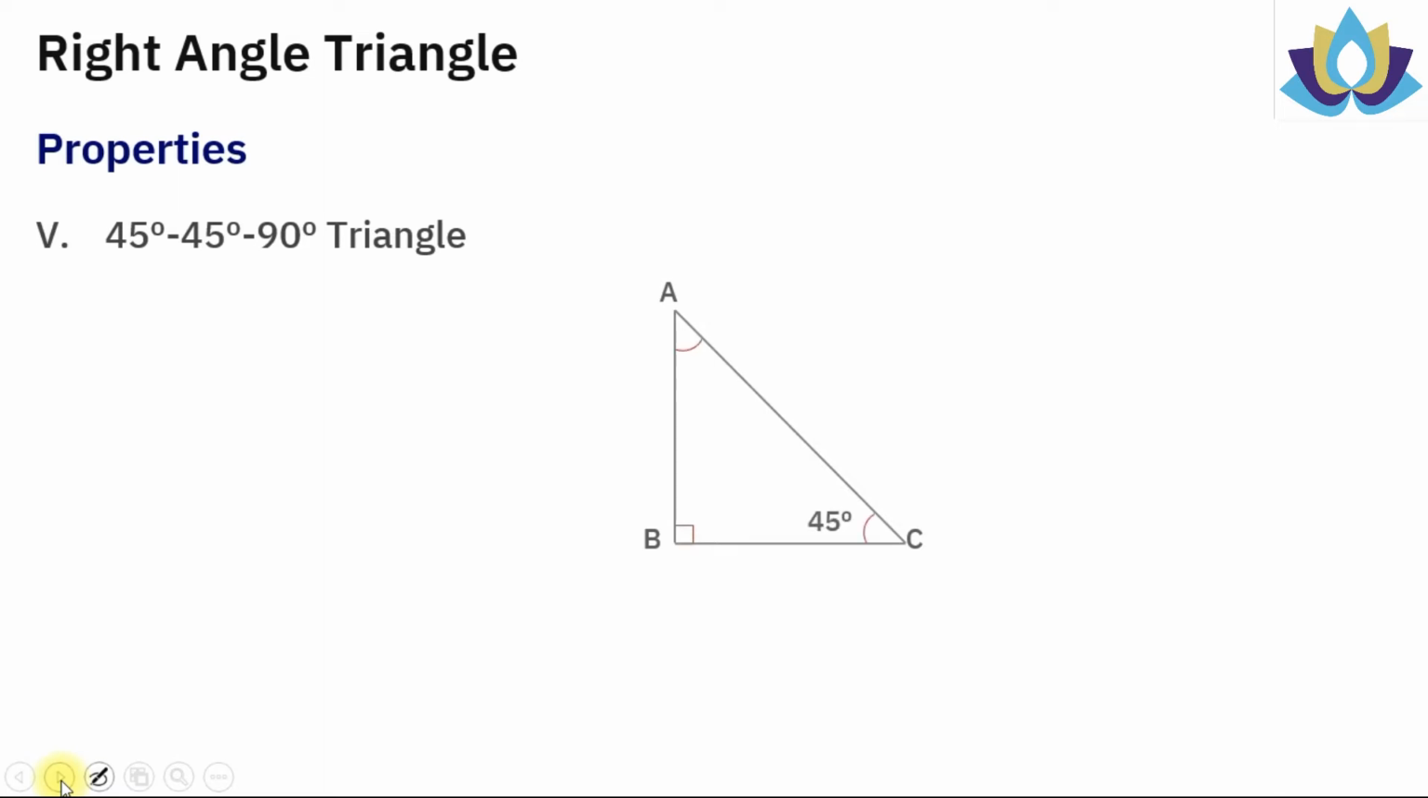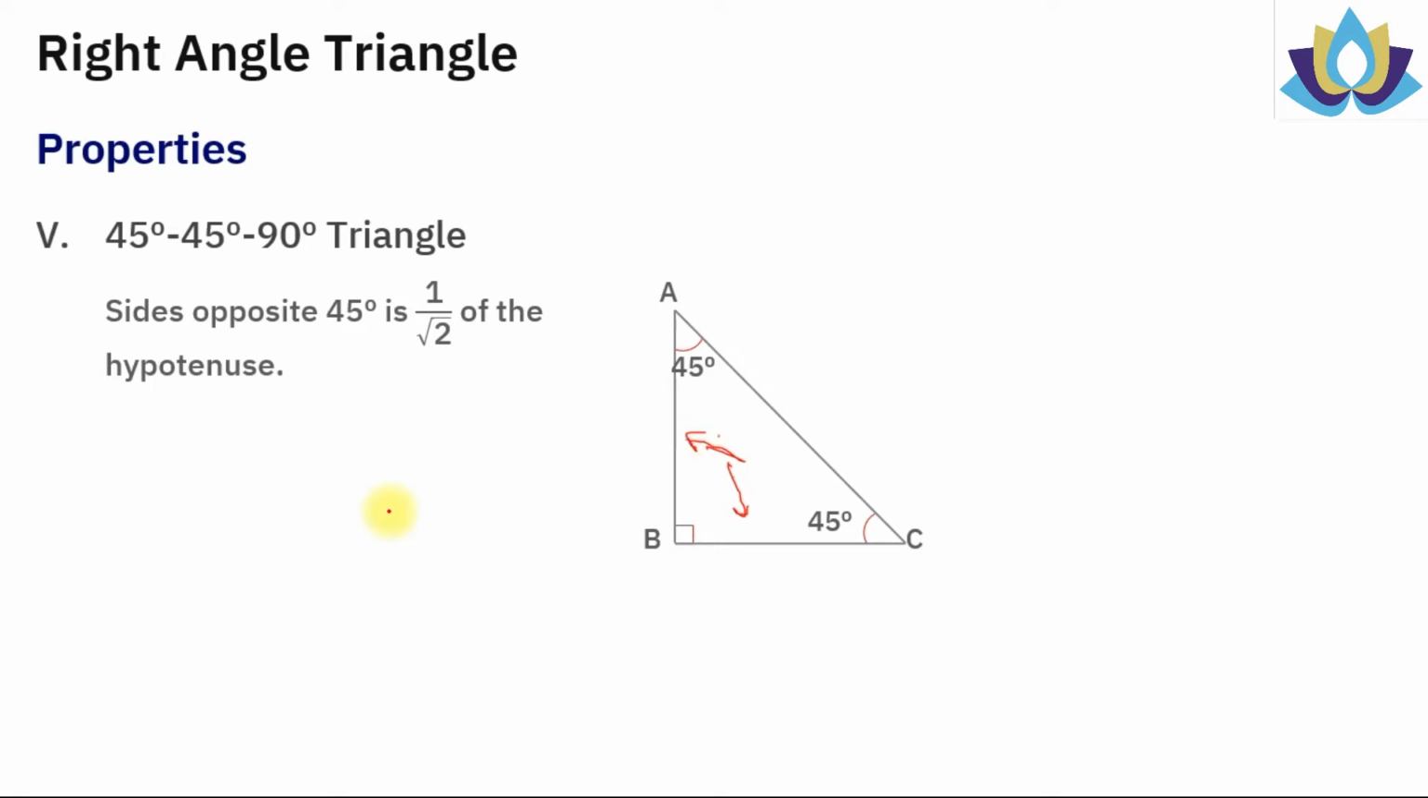So if you have a triangle like this, then the side opposite 45 degrees is 1 by root 2 times the hypotenuse. You can take any side which is opposite 45 degrees. Either you can go for BC or you can take AB as well. Any of these two sides will be 1 by root 2 times the hypotenuse, that is 1 by root 2 times AC.